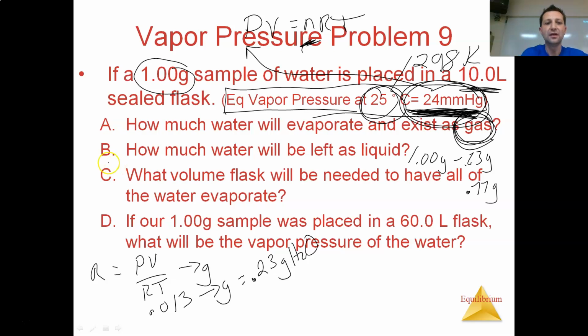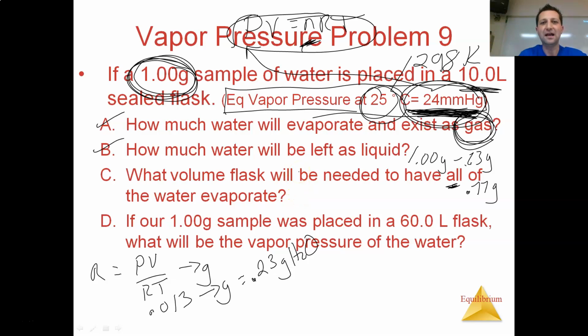Okay, so A is done, B is done. Letter C, what volume flask will be needed to have all of the water evaporate? Easy. You're going to use P equals nRT again, but we want to evaporate all of the water. So all of this 1 gram needs to evaporate. I want to find what volume flask will be needed to have all of the water evaporate.